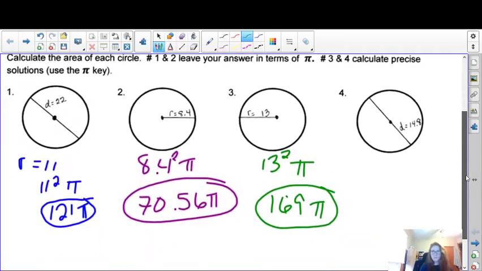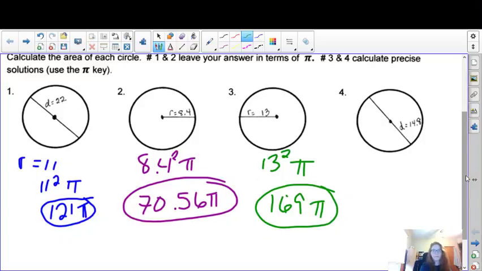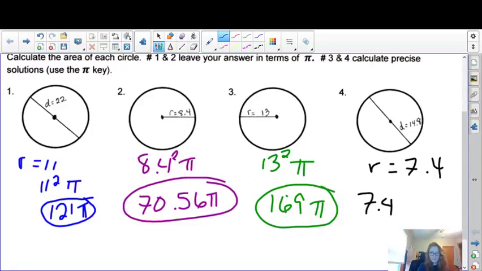And then number 4. Again, I'm given the diameter, so I have to cut that in half. So half of 14.8 is 7.4. So I'm going to take 7.4 squared times pi, which gives me 54.76 pi.